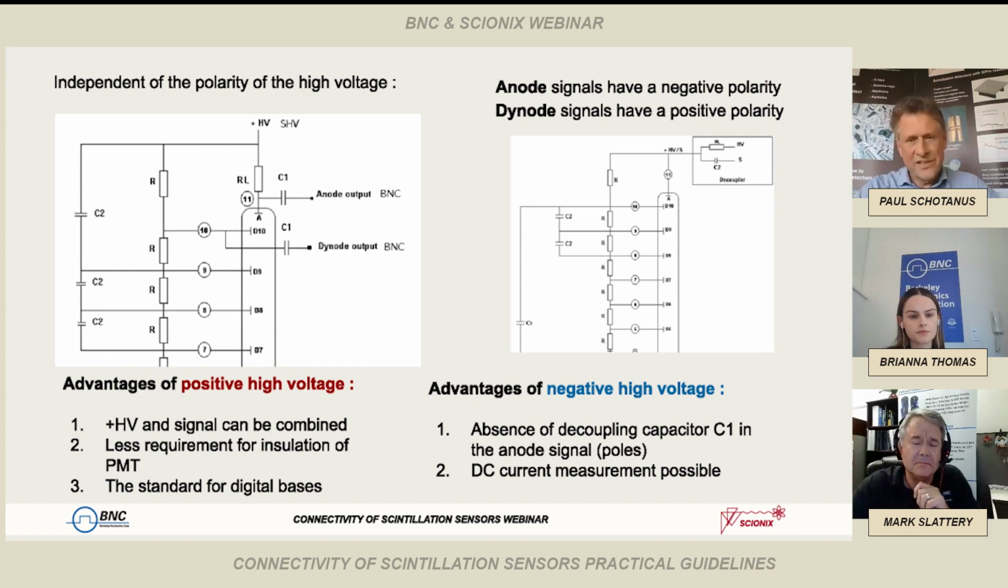The advantage of negative high voltage, on the other hand, is the absence, as I said, of the decoupling capacitor, and you can actually measure a current. You can measure the real photocurrent in nanoamps. If you have a sensitive micrometer or a current meter, you can measure the total flux of radiation by measuring the current. And you cannot do this with positive high voltage.